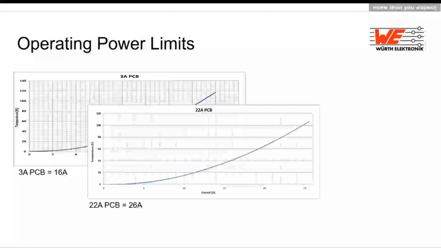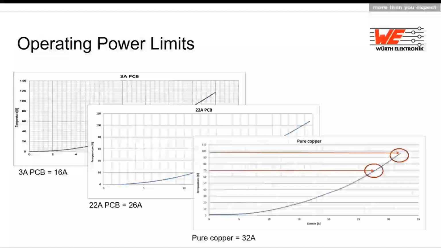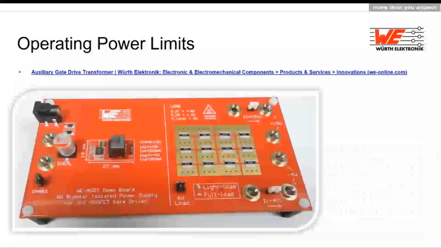Then we use the other board with the 22 amp, so bigger copper traces, more wires. We can enlarge our rated current up to 25 ampere. We stopped at 110 Kelvin temperature rise, and at least we use this pure copper PCB with a big copper layer, and we can get to our 32 amp rated current, but still with more temperature rise than defined in the standard, as you see here with the arrows and the circles. There is some difference where you then define the rated current.